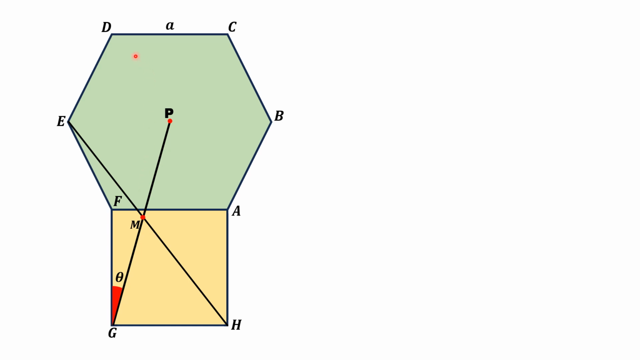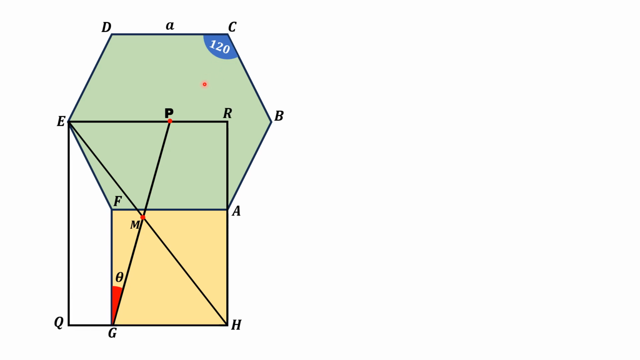Let us call the side length of this polygon lowercase a. It means the length of all sides of this polygon and square are equal to a. And we know that the sum of interior angles of a six-sided figure is 720 degrees. So if we divide 720 by 6, then the angle at each vertex is 120 degrees.